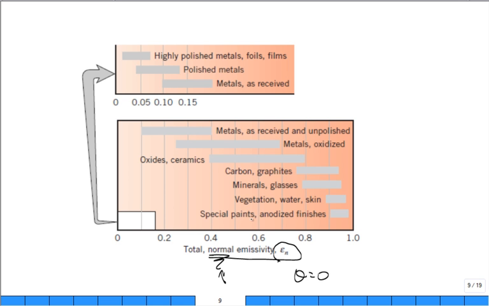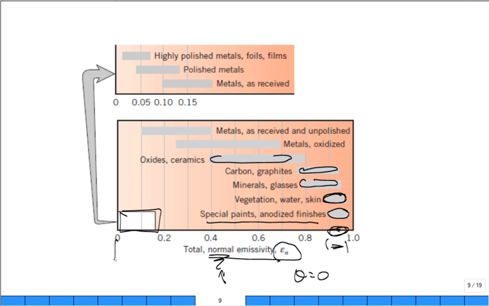And let's take a look at a few things. Special paints, anodized finishes, very high. It's up close to 1, maybe 0.9 to 0.98 or something like that is the range. How about for your skin or water or vegetation and leaves and things like that? Very high emissivity. How about for minerals and glasses and carbon and graphites and ceramics and oxides? But they blow up this lower portion between 0 and 0.15 and they expand it.